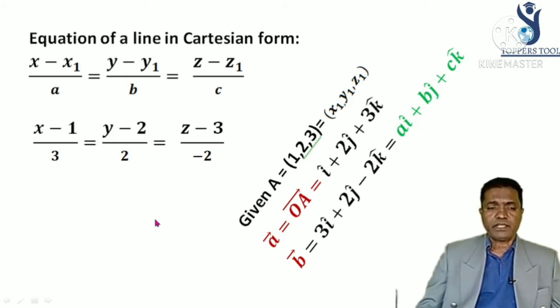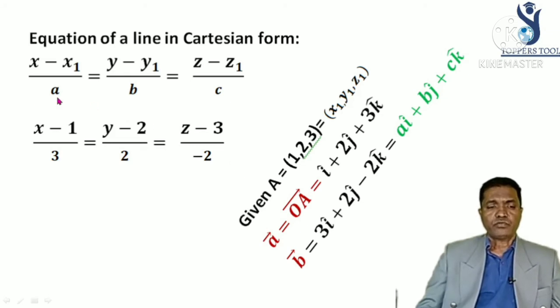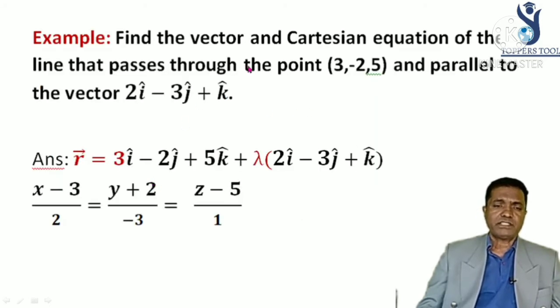Suppose if anybody gives you this equation, these points, minus 1, minus here, and 1, 2, 3 stand for a point on the line, and the denominators 3, 2, minus 2 stand for the direction ratios. So from this line you are able to tell a point on the line and the direction ratios of the line. So remember this thing. Okay, you have one more example.